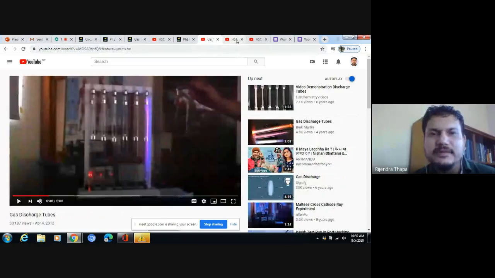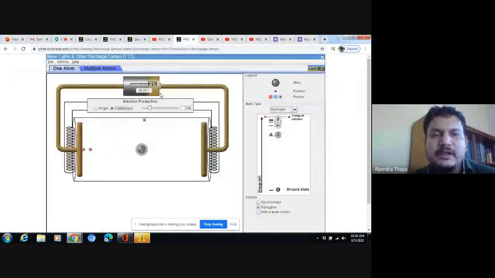Now see here, the voltage applied between these two electrodes inside the discharge tube where the hydrogen atom was kept was 30 volt. Now what I'm doing is decreasing the voltage.